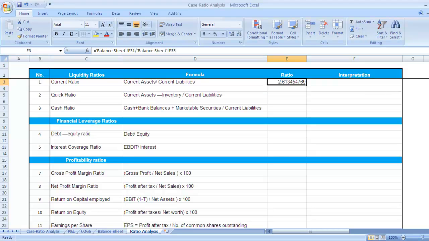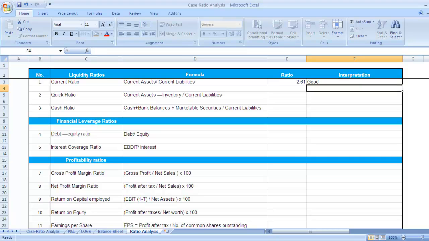If you want, you can make it only 2 digits like this. So it is now 2.61, so the current ratio for this company is 2.61. How to interpret this current ratio? As a conventional rule, a current ratio of 2:1 or more is considered satisfactory. So in this case we can say it is more than satisfactory. So the interpretation we can put is good.